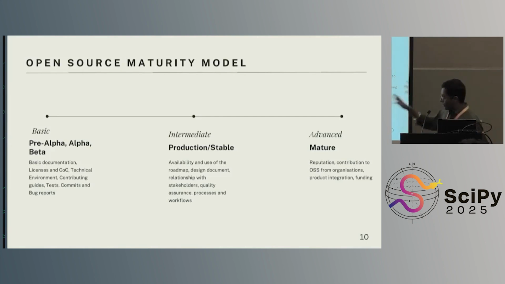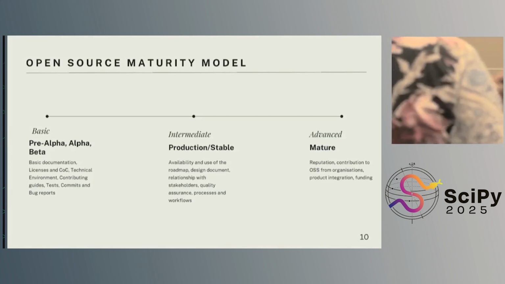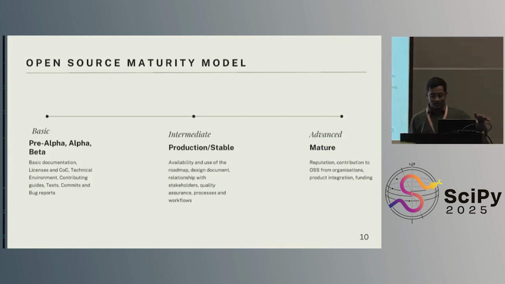And if you come to this side of the slide, which is the mature level. If you are at this level, that means your project has a very large community. It has a big enough reputation. It gets contributions from all the organizations in your user space. The organizations have integrated your project into their main product, and of course you have a streamlined funding source, which lets you have a continuous source of money.